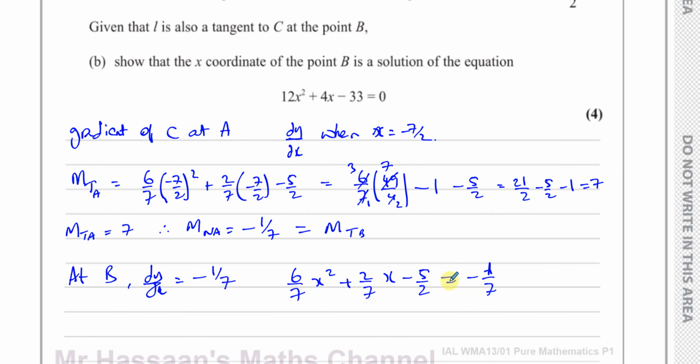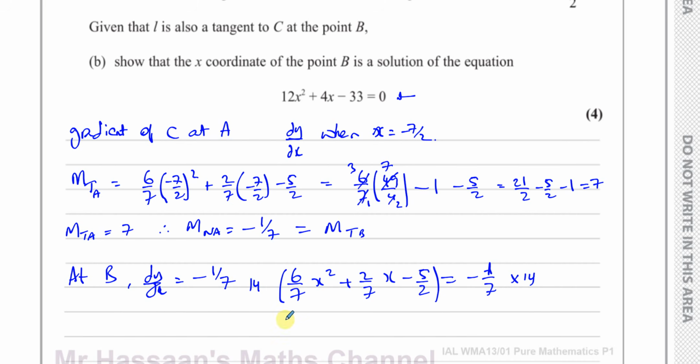If I solve that equation, I should end up with this. The equation I get will be a solution to the x coordinate of B. This should lead us to that equation. So I want to get rid of all the fractions. So I'm going to multiply both sides by the LCM of the denominators, which is 14. So I'll multiply this side by 14, and I'll multiply all of this side also by 14.